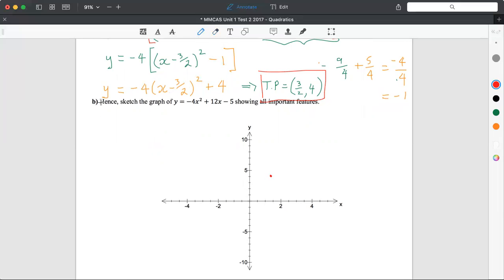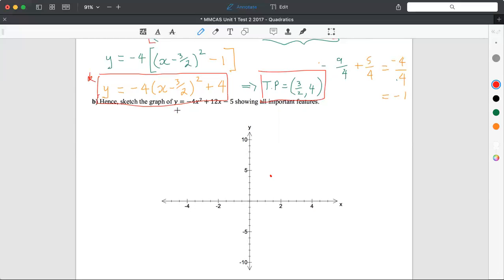And let's have a look at it. This here is what we're sketching. Obviously, it's the same as this. We just completed the square on that to get what I've just put a box around. Now, the only other thing we might need are our x and y intercepts. So we just need to work those out.